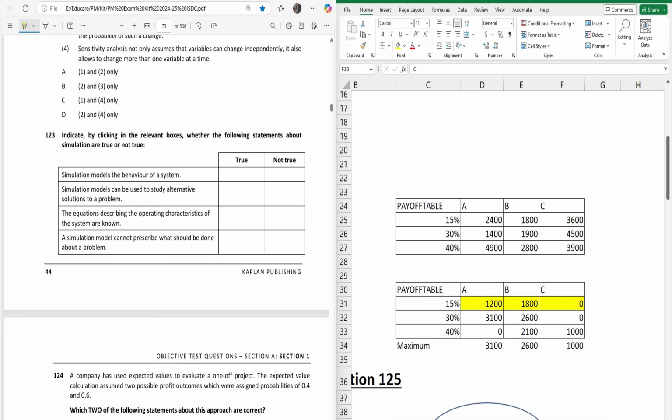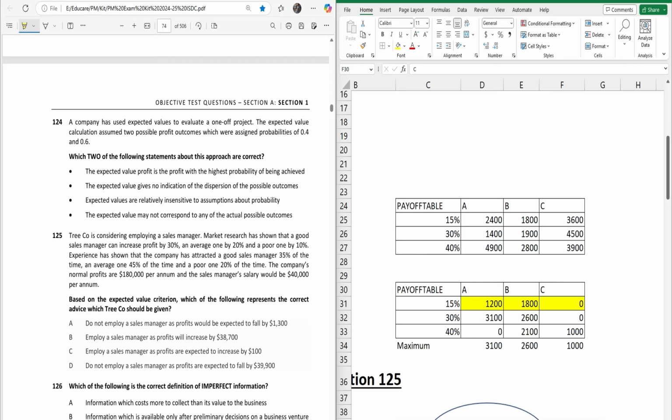Then we have statement 4, which says a simulation model cannot prescribe what should be done about the problem. Yes, this model shows you what might happen, but it does not figure out the right decision. In the end, it's up to the manager to decide. So it only helps you understand the outcomes in different strategies. That's why again it's true.